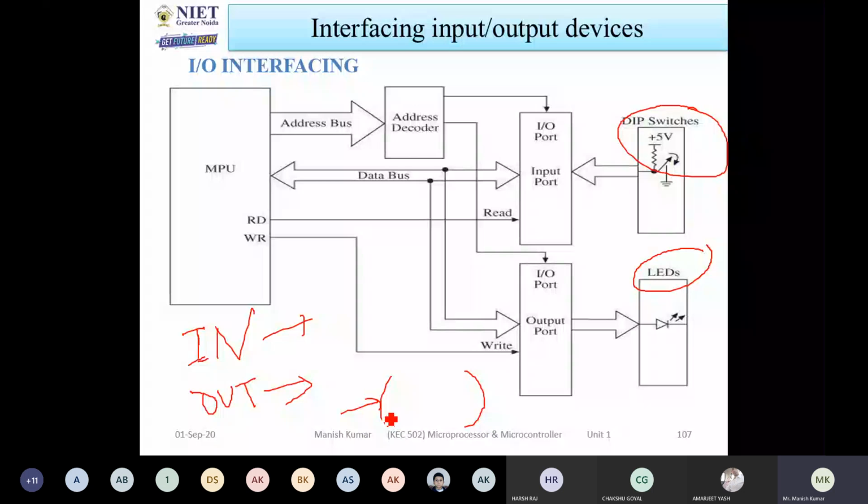Now whenever I am talking about the address, always we are dealing with the 16-bit address. Correct? But this is the exception: when I am dealing with the IN and OUT instructions, only 8 bits will be the address of the devices. It means the address of input devices and output devices is 8-bit. That is also called the port address.